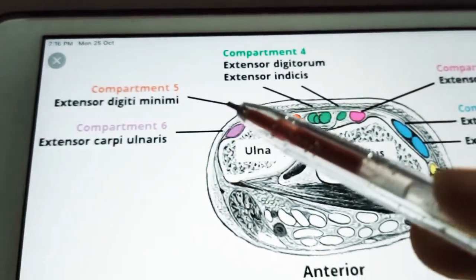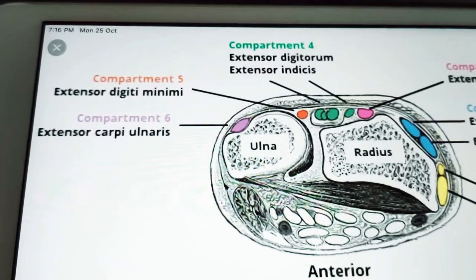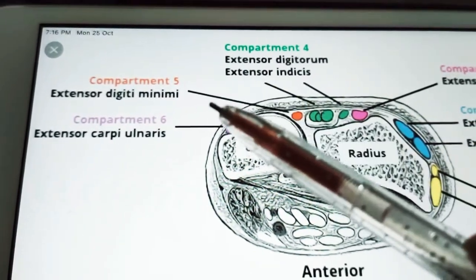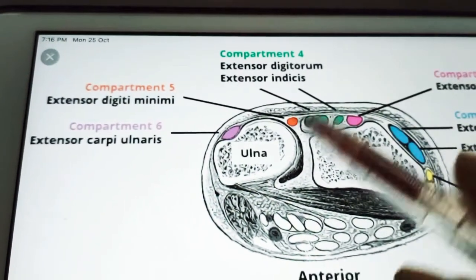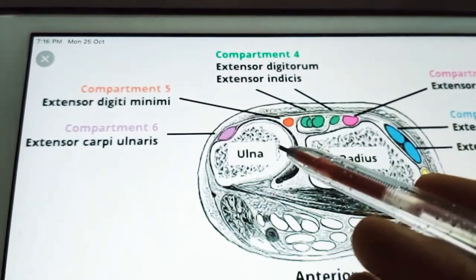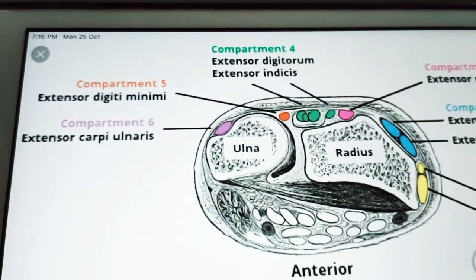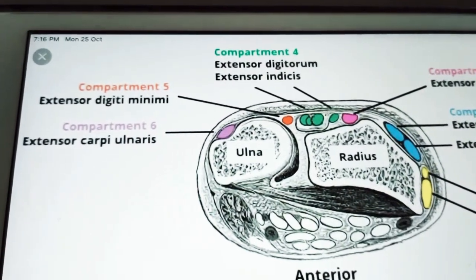Next, coming to compartment 5, that is extensor digiti minimi. This is also a superficial muscle of your posterior compartment. It is special for your little finger, because it's on the ulnar side. As we are now coming to the ulnar side, importance is given to the little finger, okay? Next, compartment 6, you have extensor carpi ulnaris, which is a superficial muscle, right?